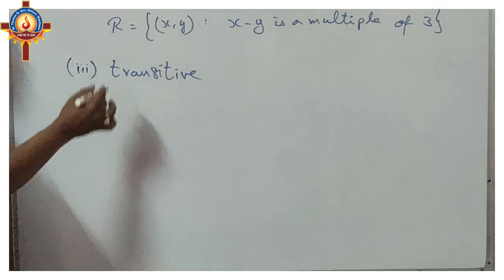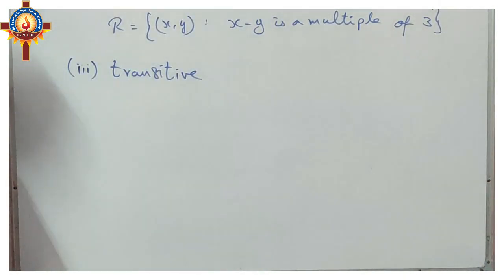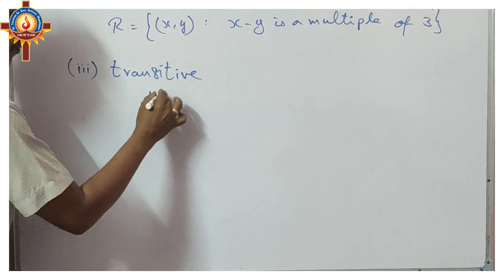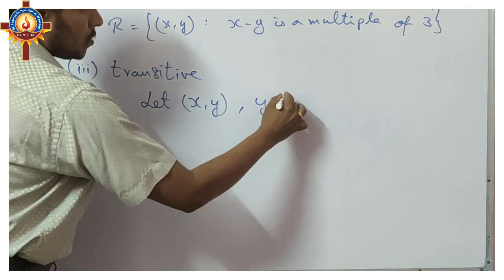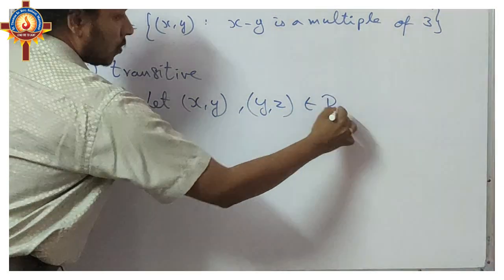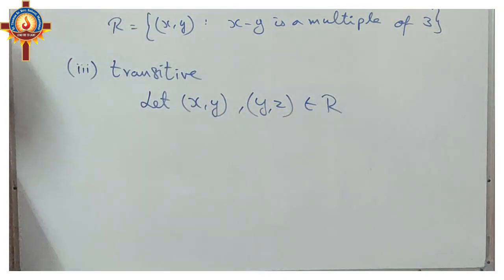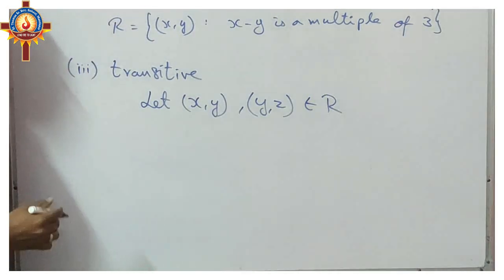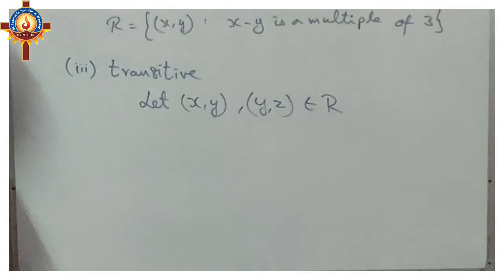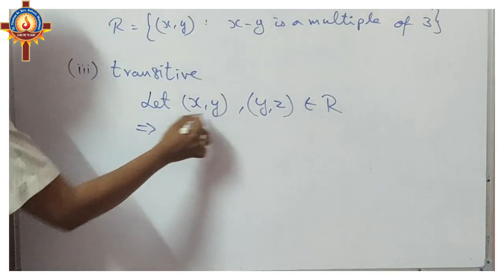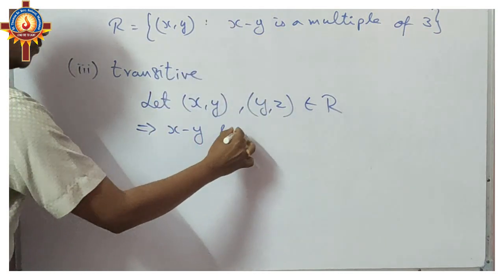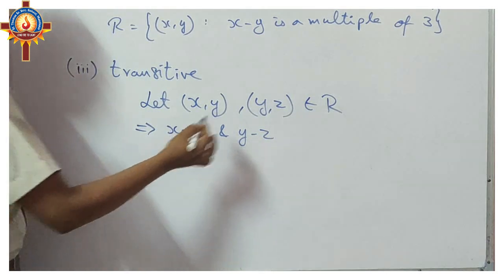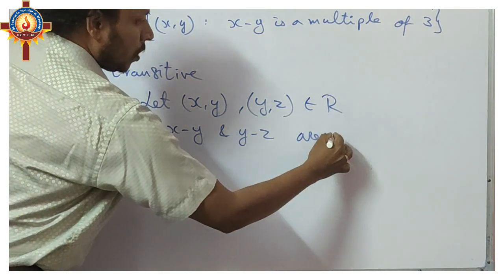Now let's prove this relation R is transitive. This time we have to take two ordered pairs from R. So let (x, y) and (y, z) belong to R, where x, y, z belong to the set of integers, the given set Z. So this proves that by definition x minus y and y minus z, both of them are multiples of 3.